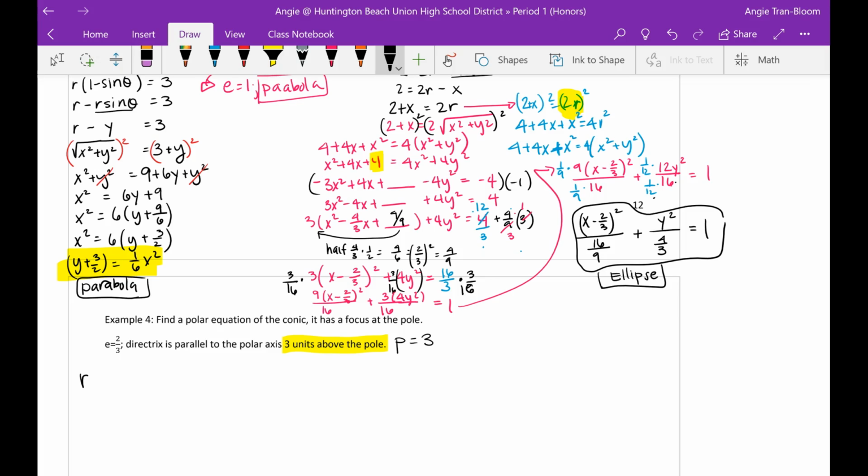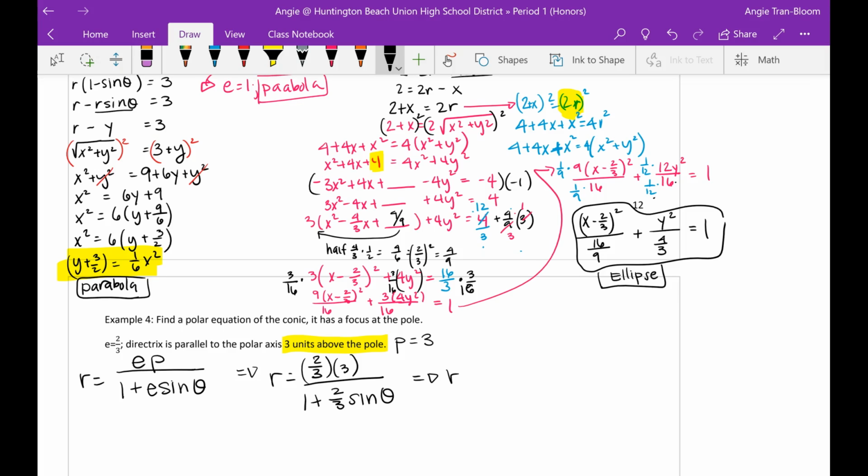Since the directrix is above the pole, you only have one choice in terms of your standard equation. You have r equals e times p all over 1 plus e times sine of theta, because it is above the pole. I know e, so I can fill it in: e is 2/3. p is 3, so fill in p. Now I'm going to divide by 1 plus 2/3 sine of theta. When you're writing this, you probably can't have a fraction over a fraction, so we will try to minimize fractions over fractions.